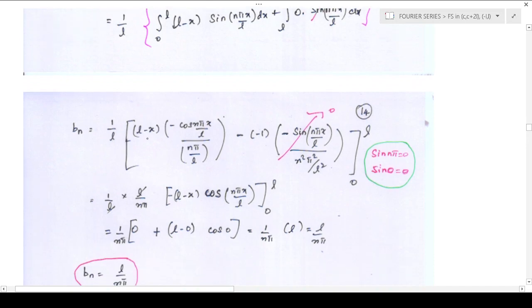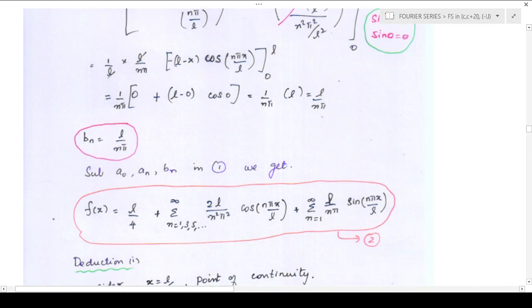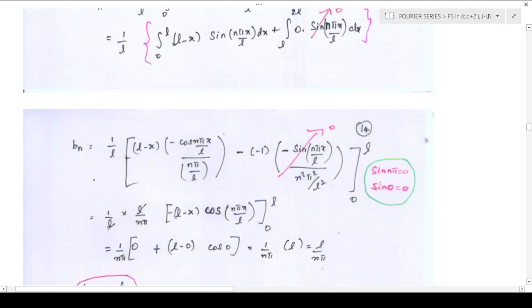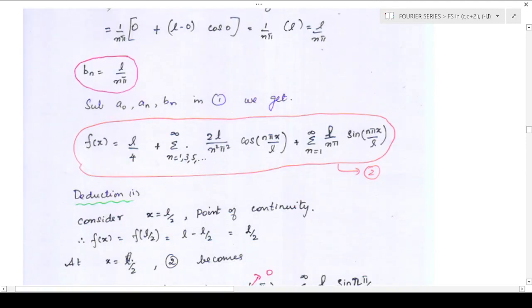So you are just applying the limit for the first term. So L minus L, it is 0. So upper limit is 0. Minus of minus is plus. Lower limit is L minus 0 cos 0. It is L by n pi, that is bn. You have to substitute a naught, an, bn in 1. So you will be getting the term like this, a naught by 2, because a naught is L by 2, divided by 2 is L by 4. Then summation an cos n pi x by L plus summation bn sin n pi x by L. We are substituting an, bn here.